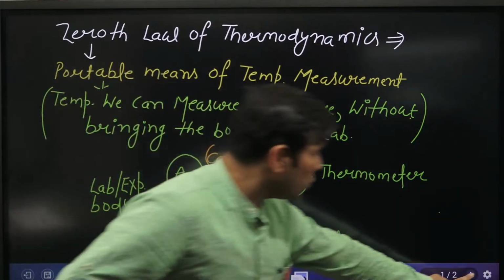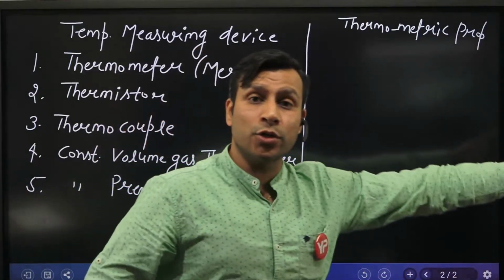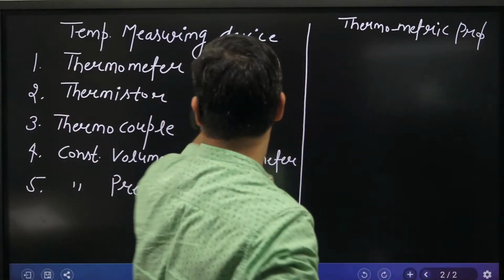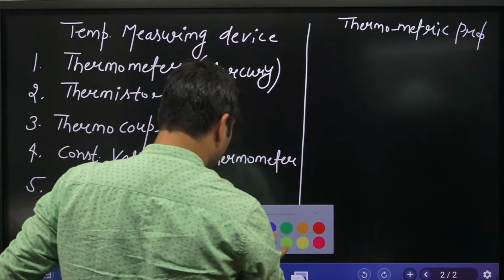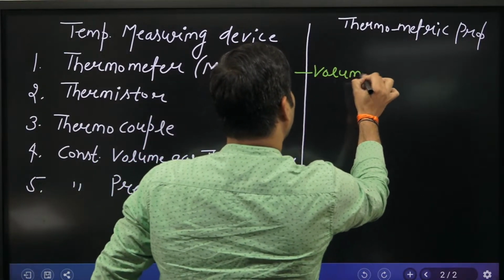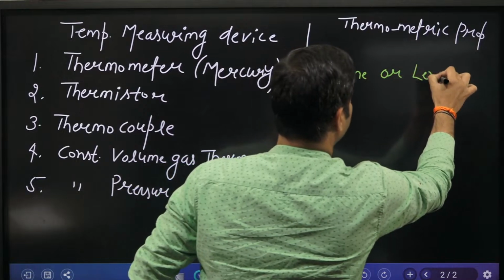Zeroth law I introduced you. Thermometric property I introduced you. What is the thermometric property? It is the property that varies with the change in temperature. So in a mercury thermometer, you can say volume or length. Let me write here volume, or length, is the thermometric property.